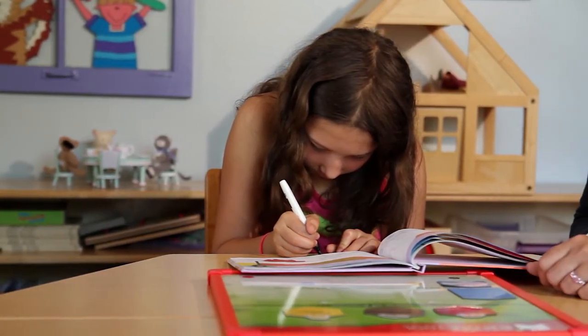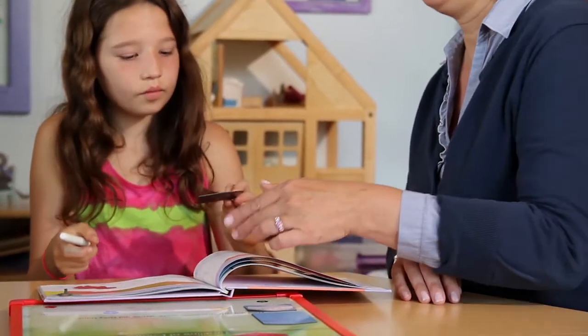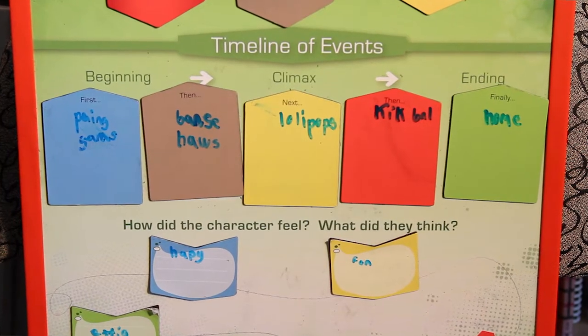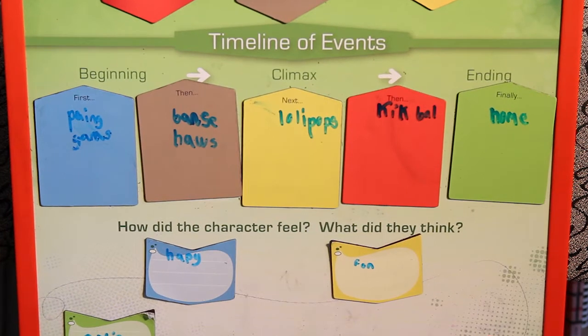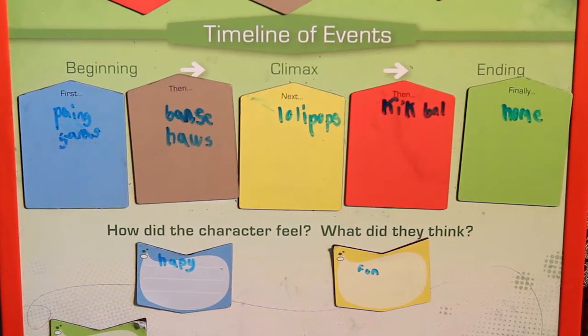Next, as events happen in the story, the adult helps the child write them on the magnets. They are then arranged from left to right in sequential order. You'll see at the top of the magnet, it does say first, then, and finally, so that as the child retells the story, he can use those transition words and give more coherence to the story.